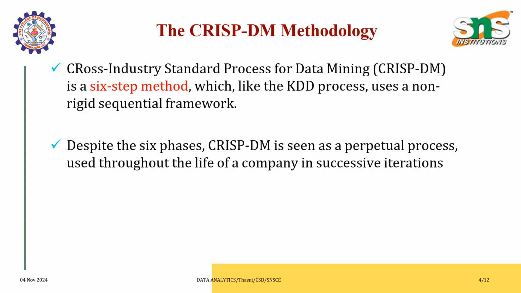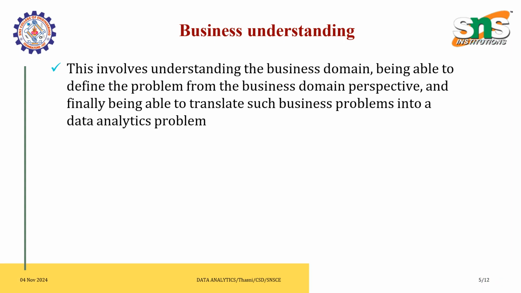The cross-industry standard process for data mining, also known as CRISP-DM, is a six-step method which, like the KDD process, uses a non-rigid sequential framework. Despite the six phases, CRISP-DM is seen as a perpetual process used throughout the life of a company in successive iterations. So the business understanding involves understanding the business domain, being able to define the problem from the business domain perspective, and finally being able to translate such a business problem into a data analytics problem.